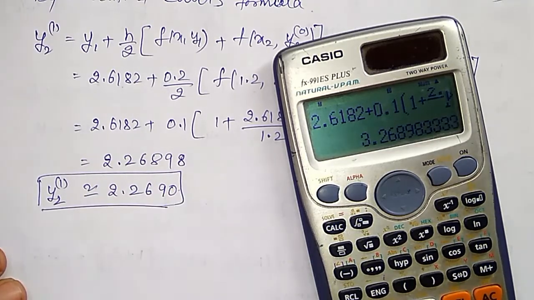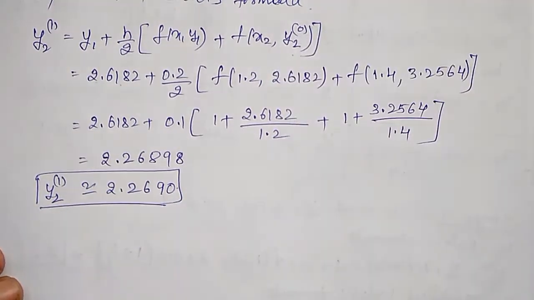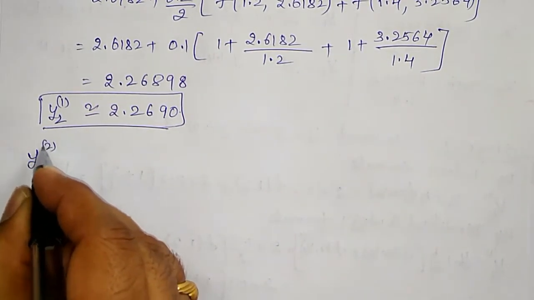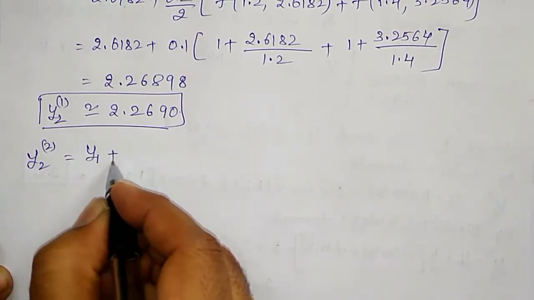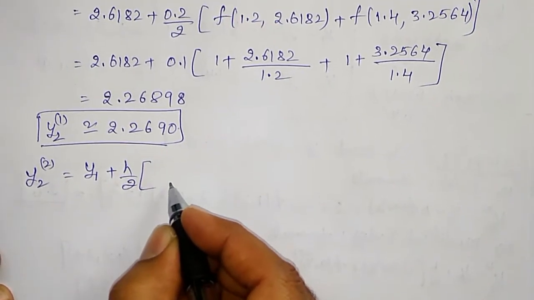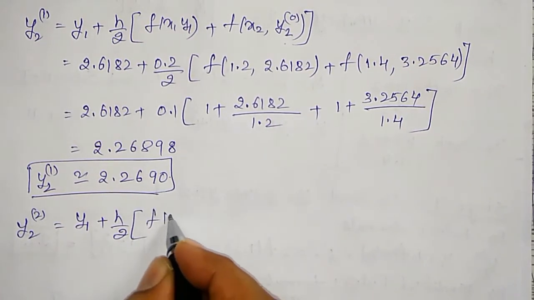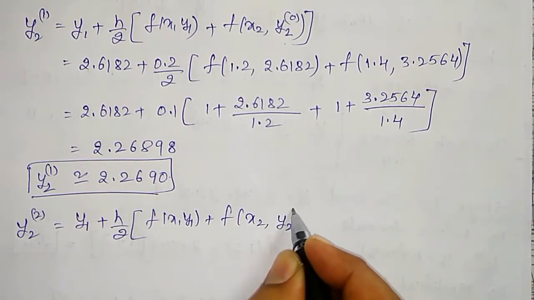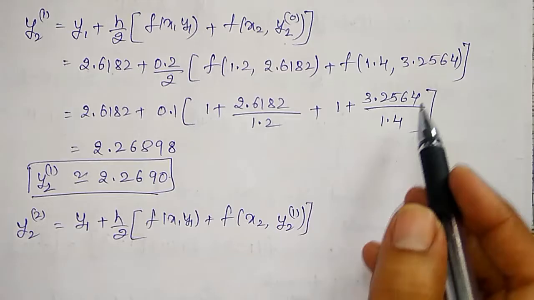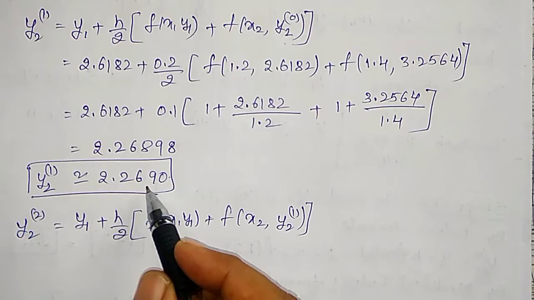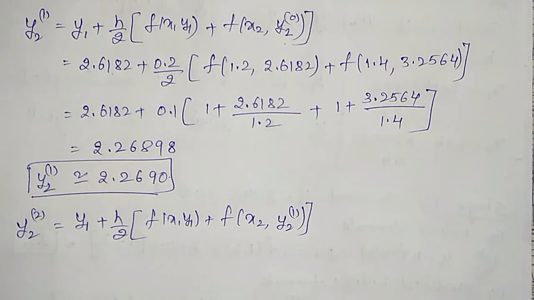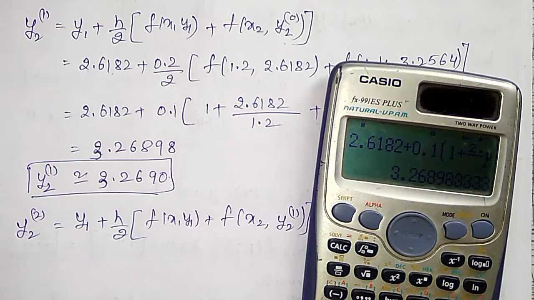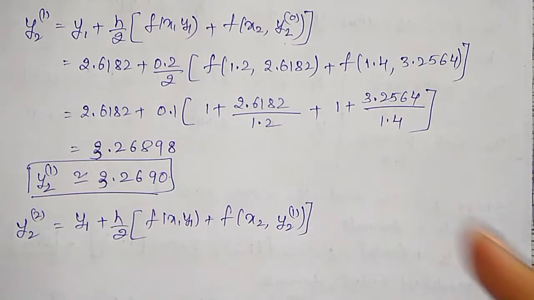Like this, using the modified formula, I have to repeat up to 3 times. My next value, y2 second approximation, will become the same formula, y1 plus h by 2 into, okay, same formula, that is f of x1 y1 plus f of x2 y2 first approximation. Rest all will remain the same, only this value is replaced by this one. Okay, just let me check here what I am getting. That is 3.2690. Okay, let me substitute in this.